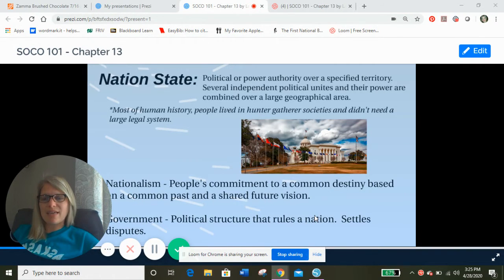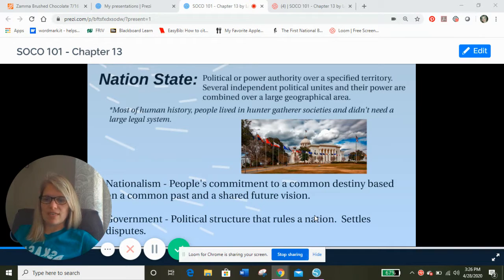So societies typically have a nation state. What is a nation state? It is the political institution or unit of political power over a large geographical area. Usually there are several independent political units within this nation state, but it serves as one unit held together that has ultimate authority over a territory. So we have smaller states within, but there's a nation overall of the United States.